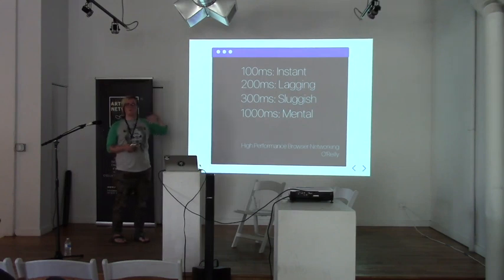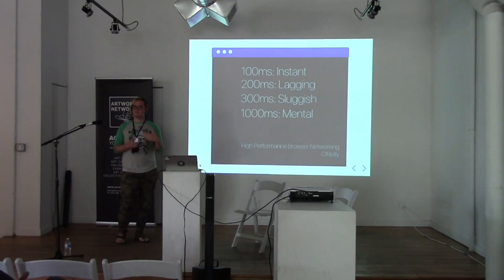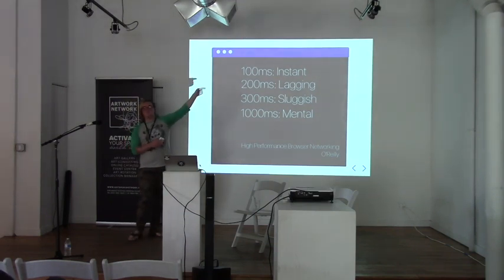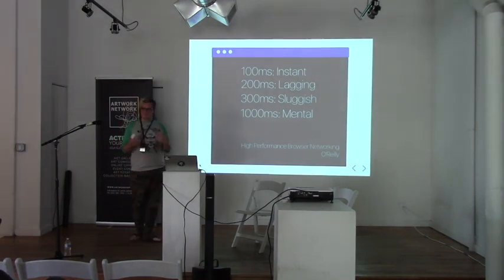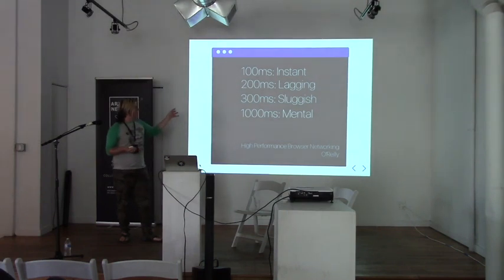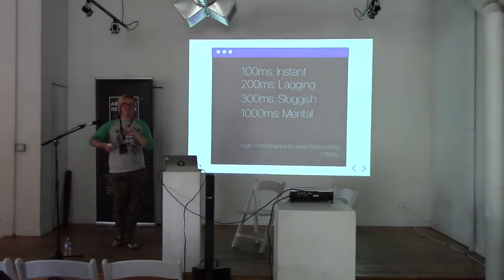For 200 milliseconds, it starts to feel laggy, and that's actually surprising to me that that's all it takes is one more of the nothing amount of time. Just double the nothing amount of time, and you've got lag. After that, it feels sluggish at 300 milliseconds. I think that's pretty amazing for something to feel sluggish at 300 milliseconds. And finally, at 1,000 milliseconds, a mental context switch has happened for your users.